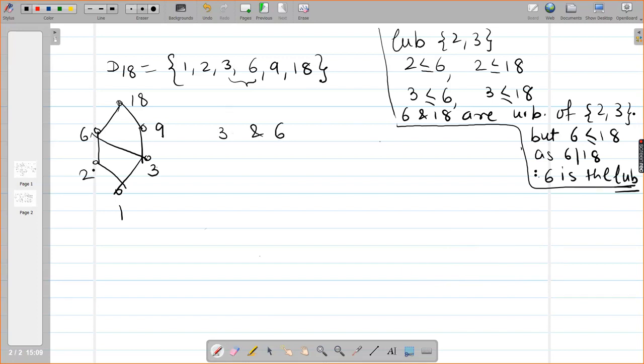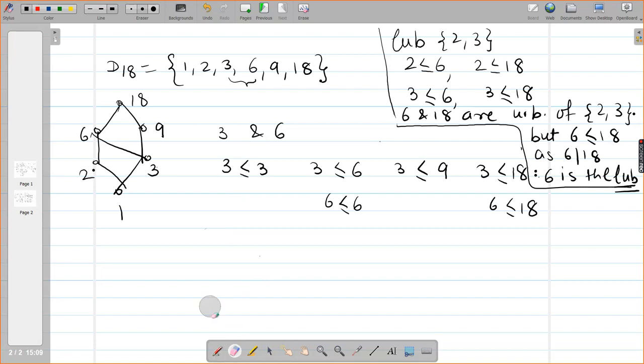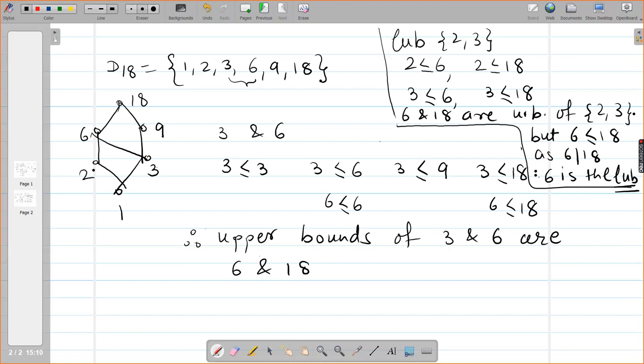3 and 6. 3 is less equal 3. 3 is less equal 6. 3 is less equal 9. 3 is less equal 18. Right? Now 6 is less equal 6 and 6 is less equal 18. So what are the common upper bounds? Tell me. What are the upper bounds of 3 and 6? 6 and 18. Yes, 6 and 18.